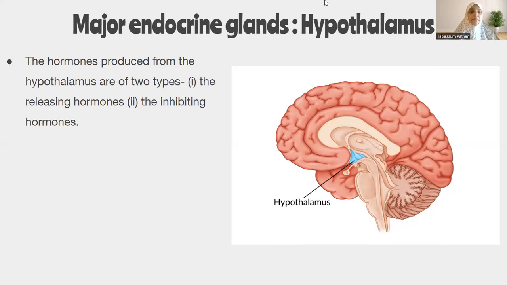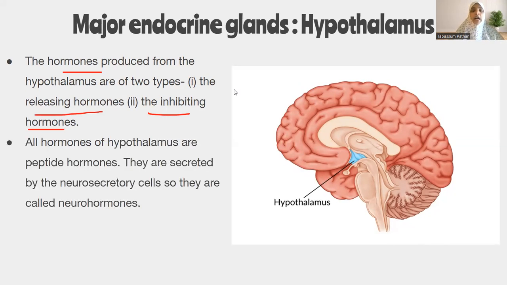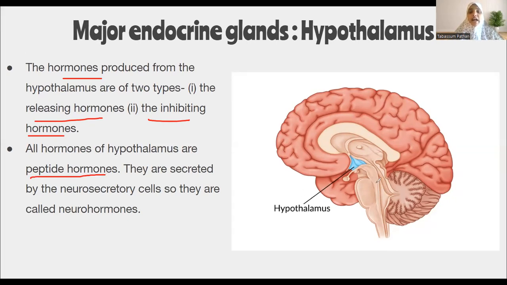Two major types of hormones are produced by the hypothalamus: one is the releasing hormones and the other is the inhibiting hormones. Releasing hormones and inhibiting hormones, we will clear these terms in a short while. All the hormones of the hypothalamus are peptide hormones. This you need to know as a fact. All the hormones secreted by the hypothalamus will be peptidic in nature, not steroid, and they are secreted by neurosecretory cells, so they are called neurohormones.